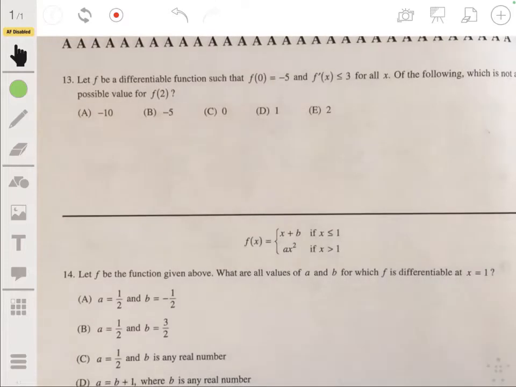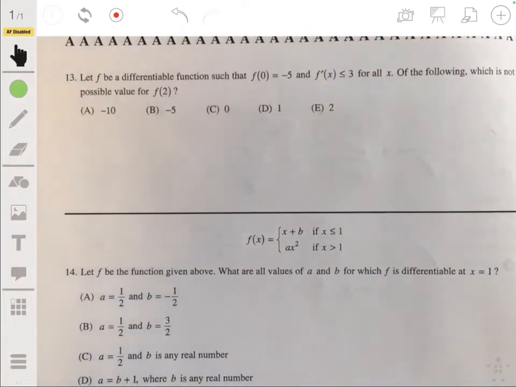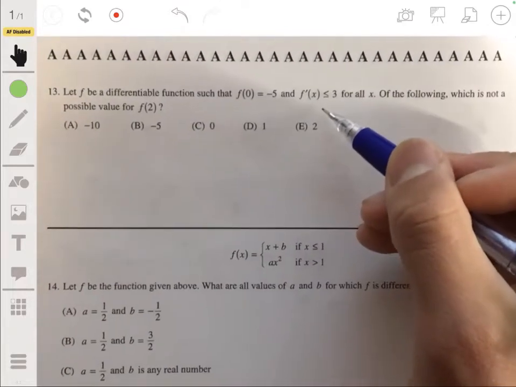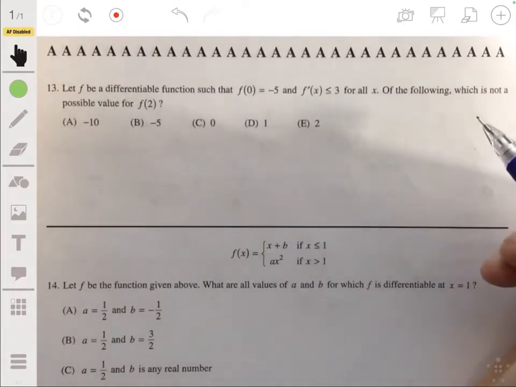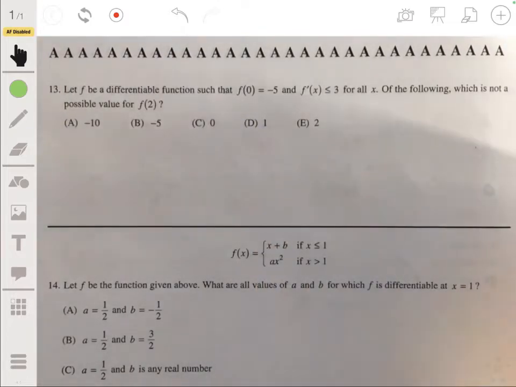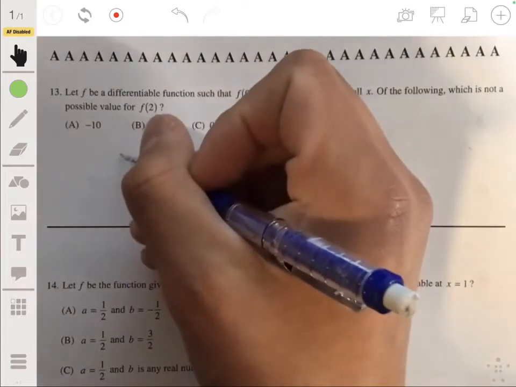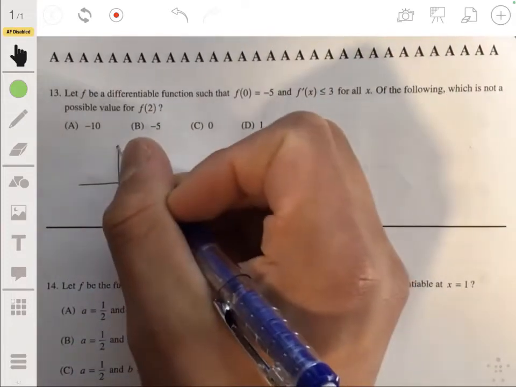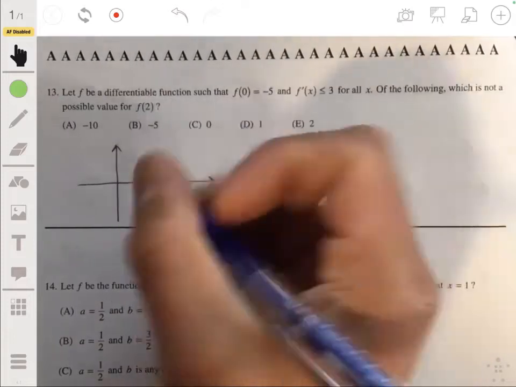Right, number 13. Let f be a differentiable function such that f of 0 equals negative 5 and f prime of x is less than or equal to 3 for all x. Which of the following is not a possible value for f of 2? Okay, so let's sketch what's going on here, because this is going to help you understand this problem. So f of 0 is negative 5.